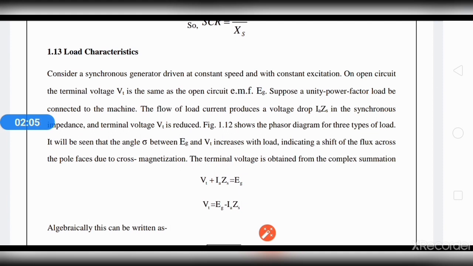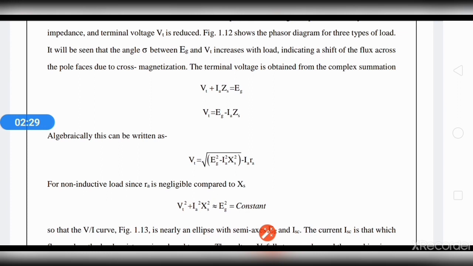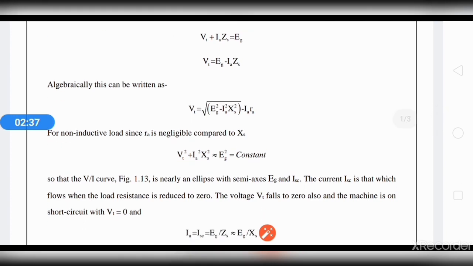It is observed that the angle sigma between Eg and Vt increases with load, indicating a shift of flux across the pole faces due to the cross magnetization. The terminal voltage is obtained from the complex summation Vt plus IaZs is equal to Eg. So Vt can be written as Eg minus IaZs, which can be simplified to the equation under root Eg square minus IaXs square minus IaRa.